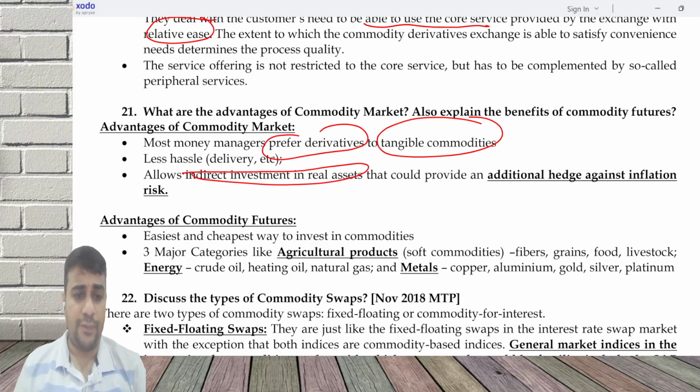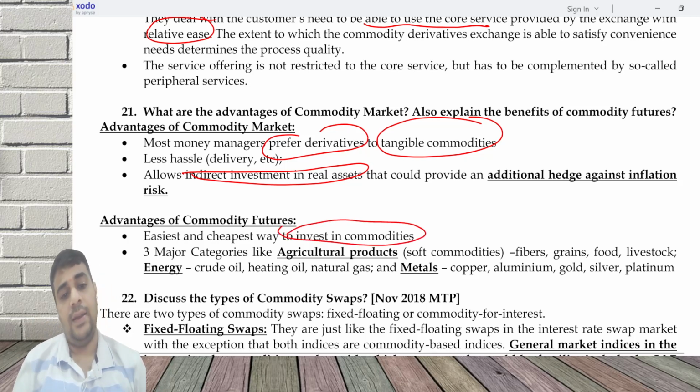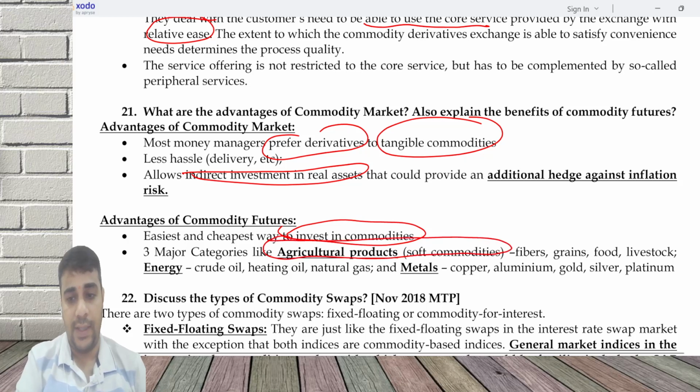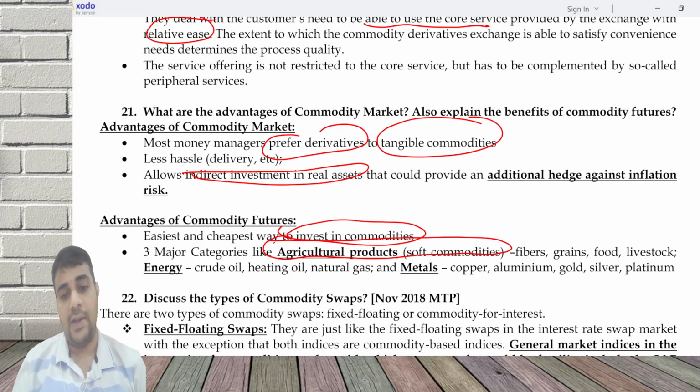Advantages of commodity futures: the easiest and cheapest way to invest in commodity. In the market, there are agricultural commodities like soft commodities, fibers, grains, food, energy, and metals. So if you want to buy gold, please buy gold futures rather than physical gold. If you want to buy crude oil, buy energy futures rather than real crude oil, because this gives you more flexibility and fewer hassles.